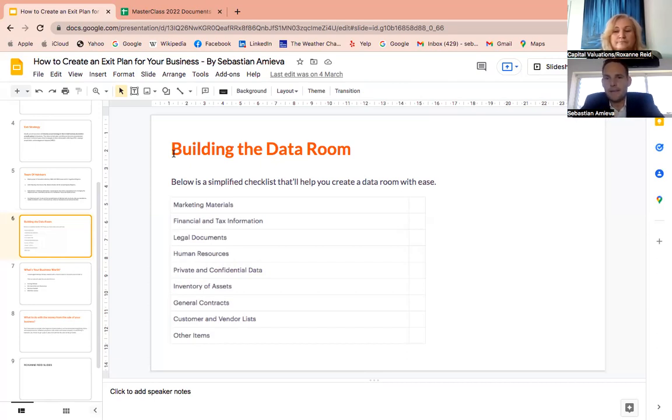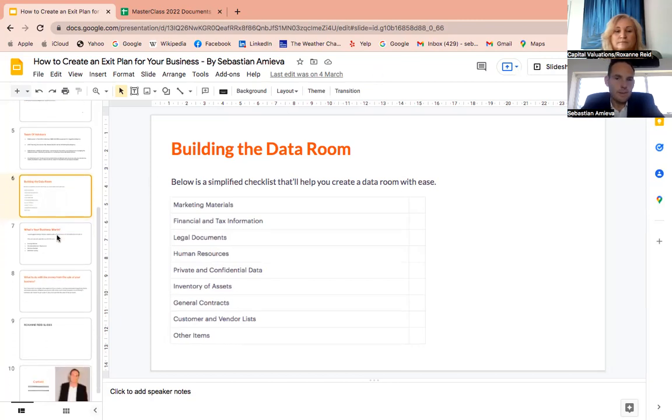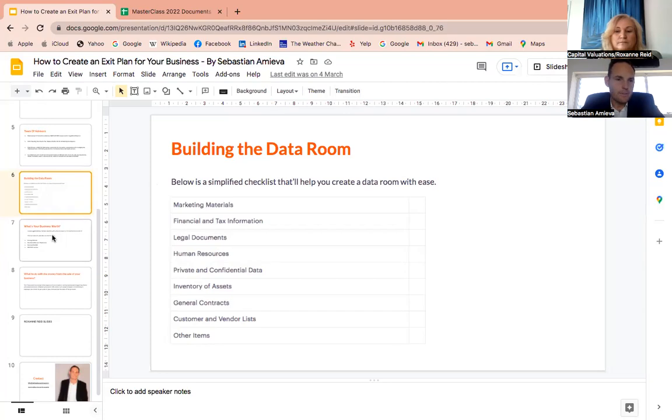I can detect that they are not ready for an exit, right? So if they don't have a virtual data room, they are not ready for an exit, and then maybe I'm not going to be interested to proceed with the business buying procedure, right? So this was building the data room.